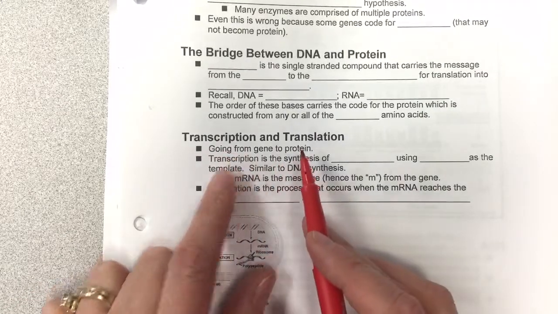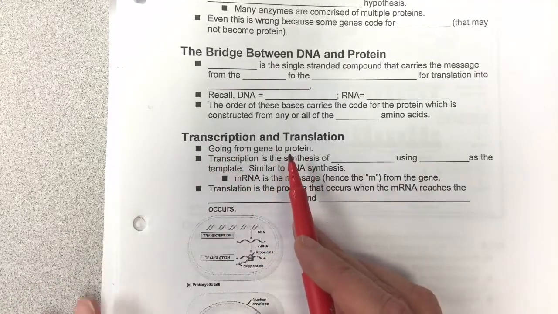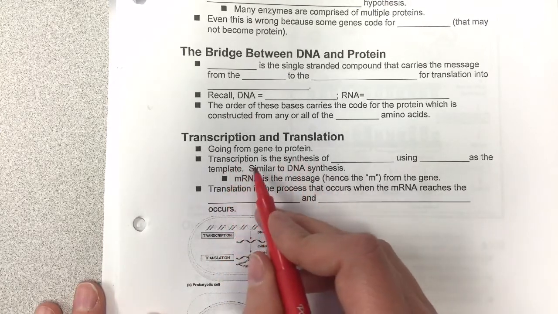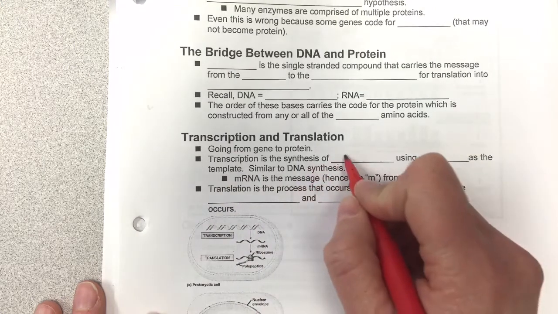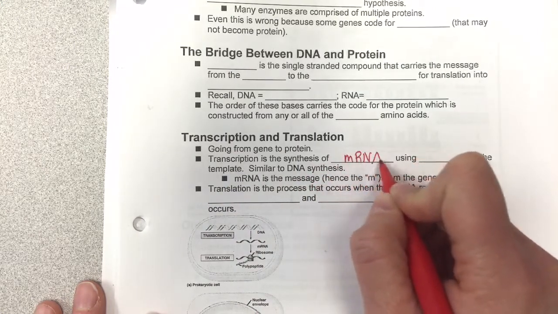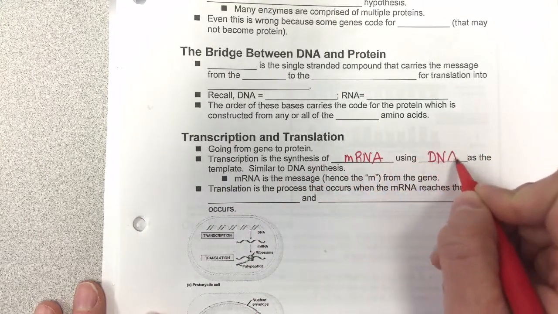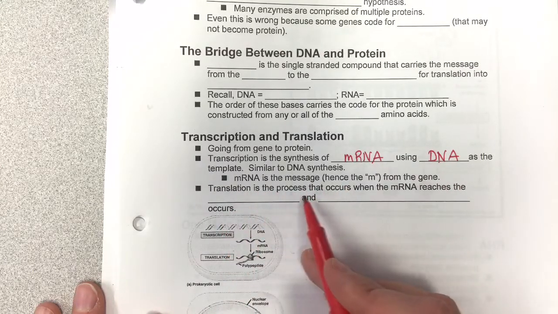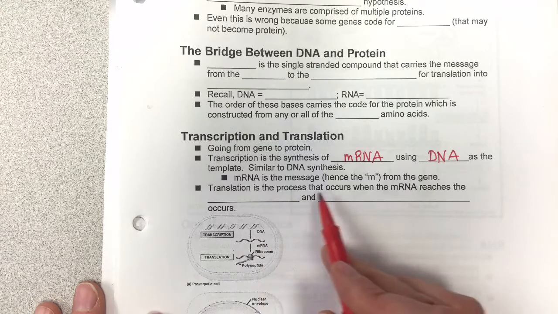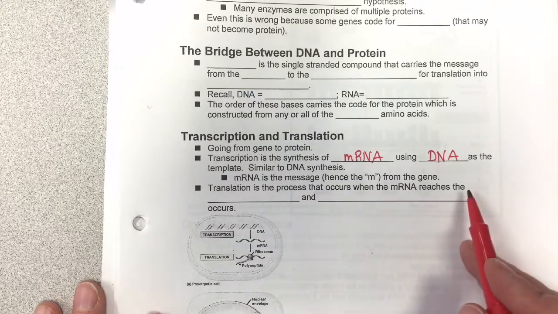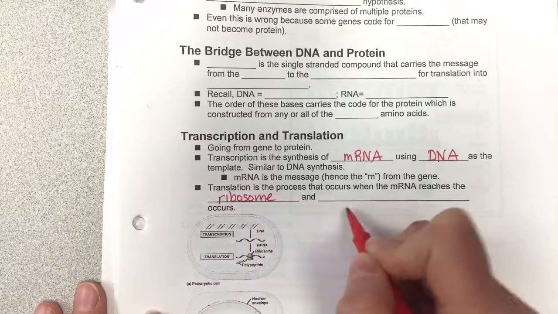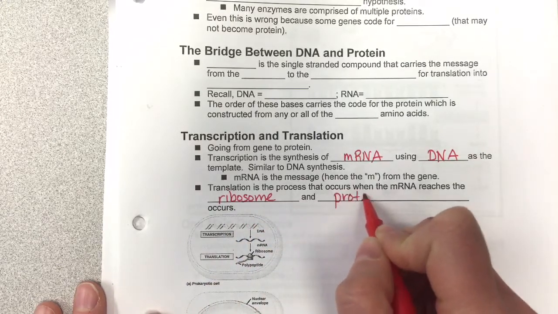So transcription and translation are the two main parts of protein synthesis. So it's going from gene to protein. Transcription is the synthesis of mRNA using DNA as the template. All right, so M stands for the message. Then translation is taking that message in mRNA. It's the process that occurs when the mRNA reaches the ribosome and protein synthesis occurs.